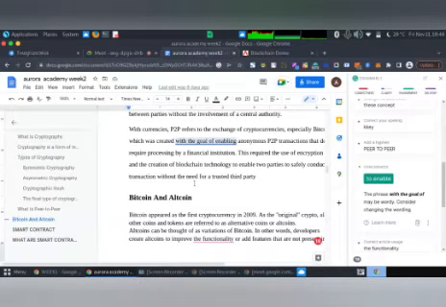So now we look at Bitcoin and altcoin. What do we mean by altcoin? Altcoins are cryptocurrencies aside from Bitcoin. Any other cryptocurrency that is not Bitcoin is what we regard as altcoin. And we have different types of altcoin. We have the likes of Ether. We have the likes of USDT. We have a lot of other cryptocurrencies.